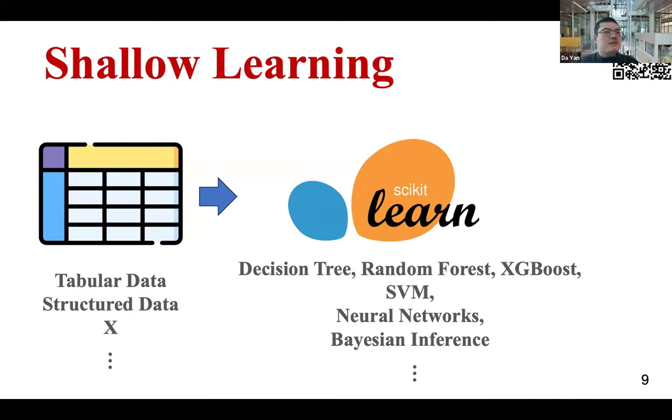You can have, for example, tree-based models like decision tree and random forest, which uses bagging, and XGBoost, which uses boosting for the decision tree. You can also have the second category, support vector machines, which before deep learning worked the best among these shallow learning models. Neural networks actually motivated deep learning, but by that time they were very shallow, so they were not working well.